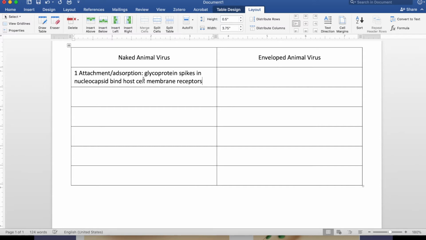The host cell membrane receptors are naturally occurring proteins that exist on the surface, or the cell membrane, of eukaryotic cells. Right now we're talking about animal viruses, so inside our body, our cells have receptors for cell-to-cell communication. Those are really important for how the cells normally function and their ability to sense and respond to things that are going on. So viruses take advantage of these cell membrane receptors and use them as their docking station. For enveloped viruses, same thing.